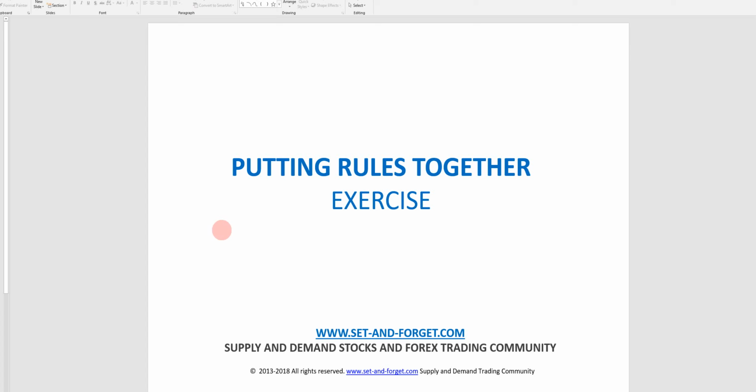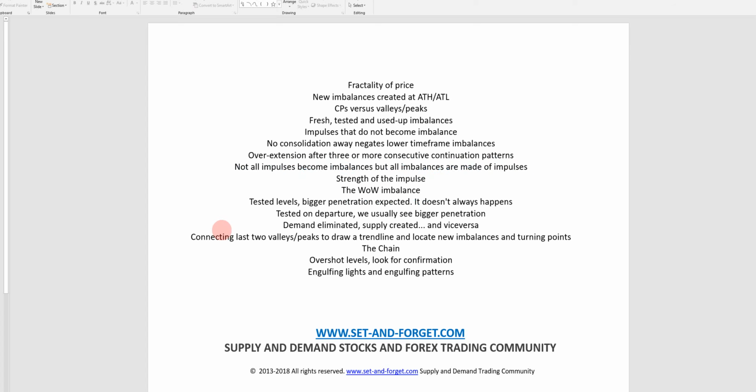Most of the rules will be covered, not all of them, obviously, but most important rules will be covered, as you will see. Maybe it's going to take me half an hour to record a video, but it doesn't matter. We're going to see the fractality of price, new imbalances created at all-time highs or all-time lows, CPs versus valleys and peaks, tested, fresh, and used up imbalances, impulses that do not become an imbalance.